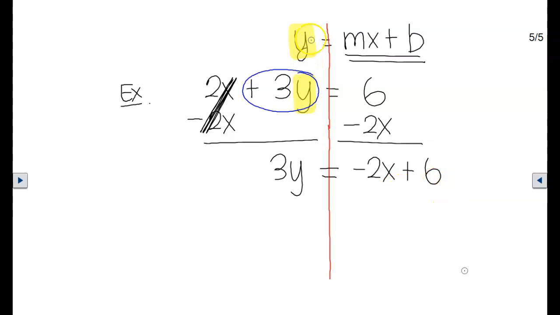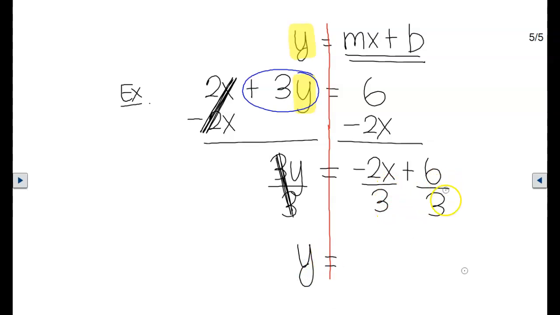Now remember what we're trying to do here. We're trying to get y by itself. Our y is not by itself yet. He is being multiplied by 3. So now we're going to divide by 3 to get rid of that. And when you divide by 3, you're going to divide everything by 3. So these 3's will cancel each other out, and there you'll have your y equals.